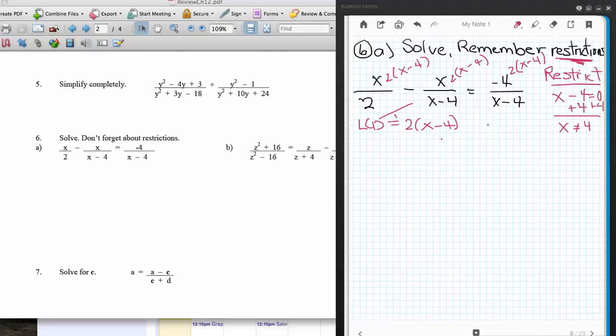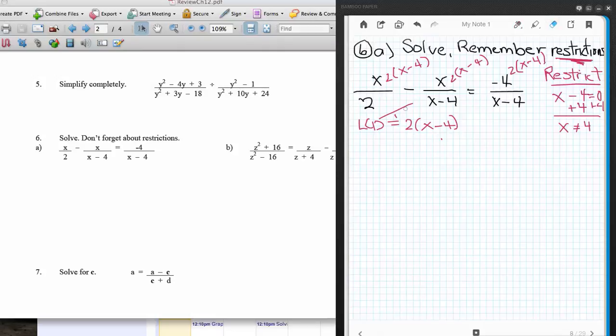And what I'm doing is I'm in the process of clearing the equation of fractions. So I had found my restrictions to start, so I didn't forget to do that later. I had found the least common denominator by looking across here at all the denominators and saying I see 2's and I see an x minus 4. X minus 4 is to the first power, so my least common denominator was 2 times x minus 4.